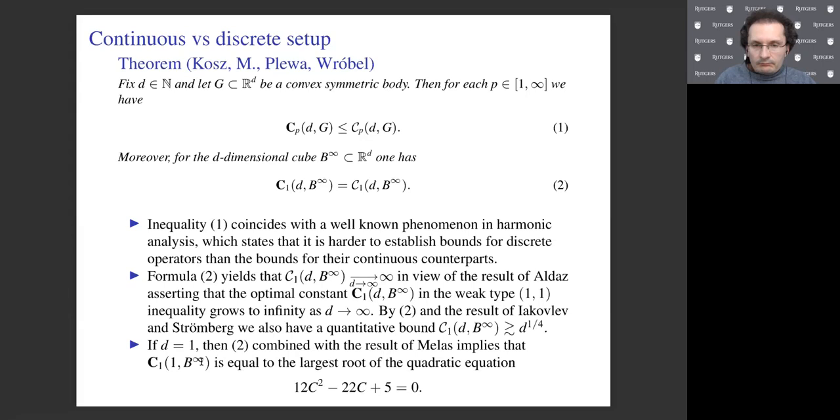Okay, and now there is a question: if we are able to reverse this inequality. So if we are able to show, possibly at the expense of some multiplicative constant, whether the discrete optimal constant can be controlled from above in terms of the continuous optimal constant from the Hardy-Littlewood maximal inequality.